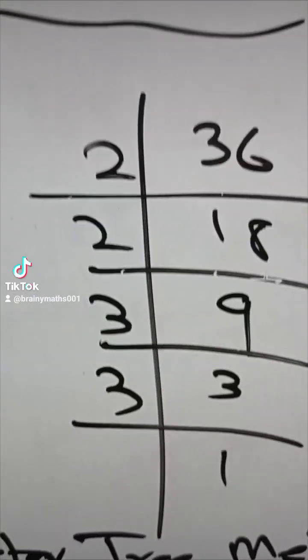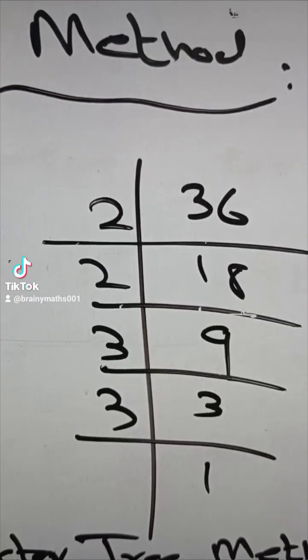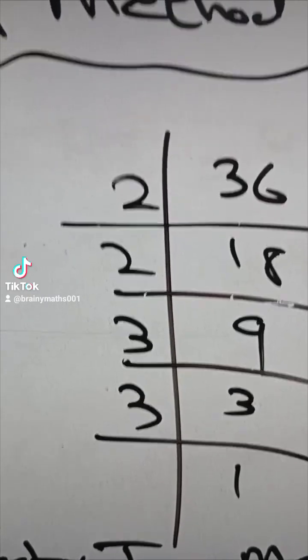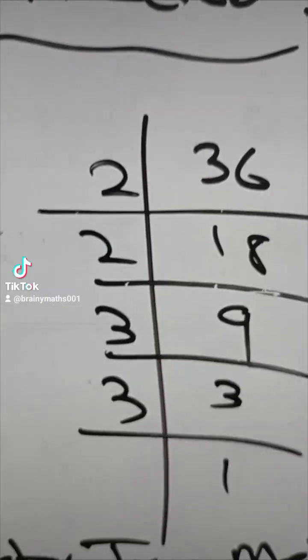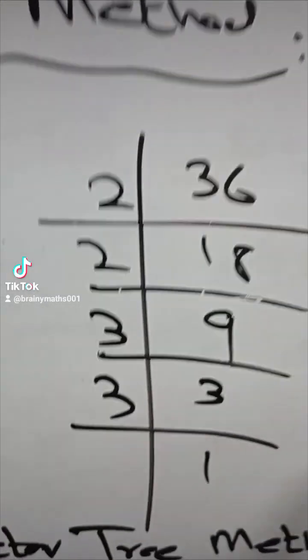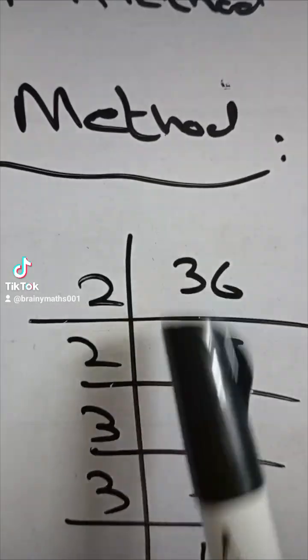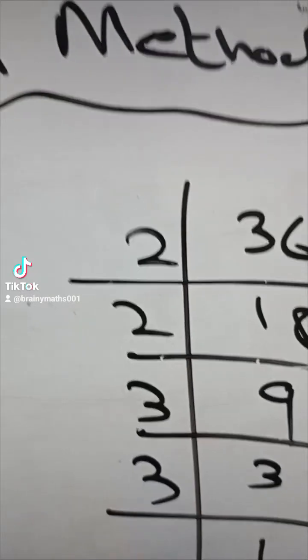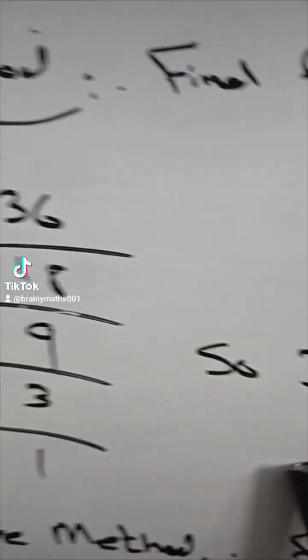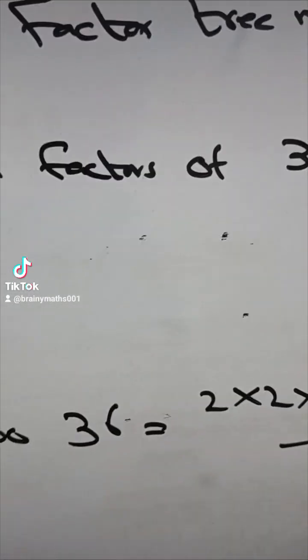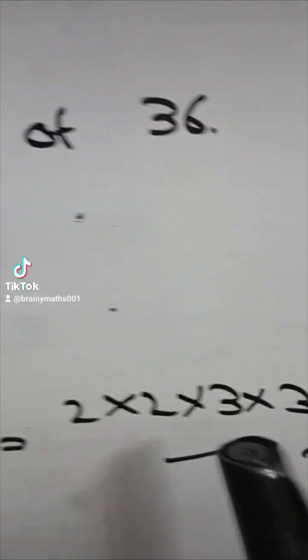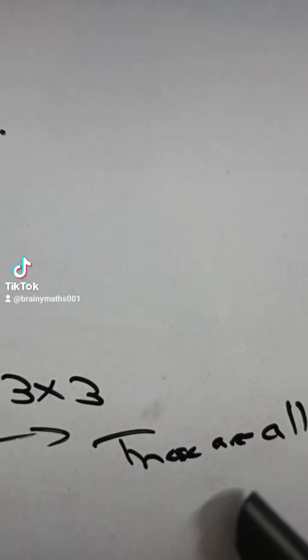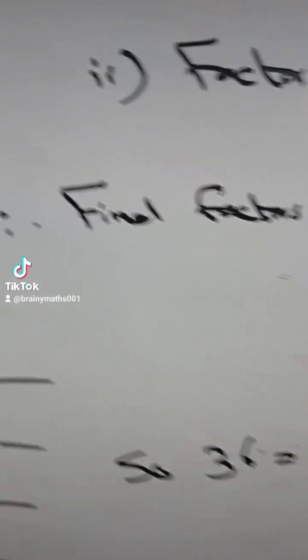Factors are very important and you must learn them. We always have to start from 2, then 3, then 5. Okay? I repeat: 2 ones are 2, 2 eights are 16, 2 nines are 18, 3 threes are 9, 3 ones are 3. So the prime numbers are 2 into 2 into 3 into 3. These are all the prime factors of 36. I hope it's clear.